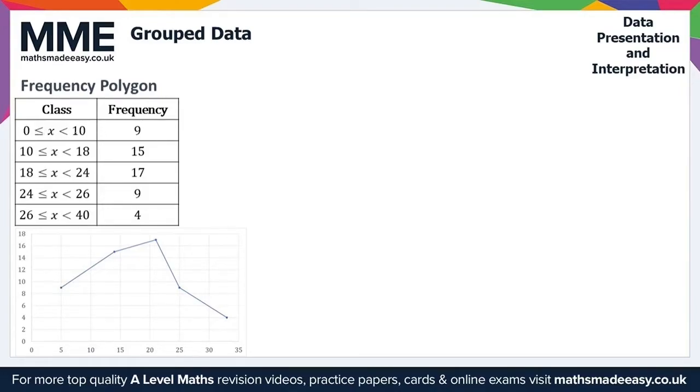The first midpoint, from 0 to 10, will be 5. The next midpoint, from 10 to 18, will be 14. The next midpoint will be 21, the next will be 25, and finally our final midpoint will be 33. So our coordinates will be the midpoint and the frequency. For example, that would be 5, 9. The next one will be 14, 15. The next will be 21, 17. Our next one will be 25, 9. And finally, 33 and 4.